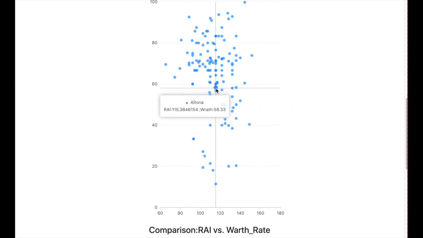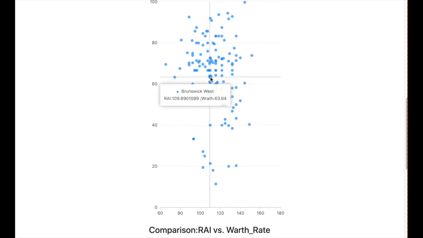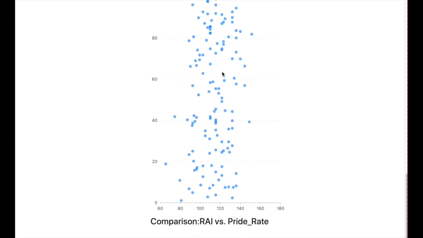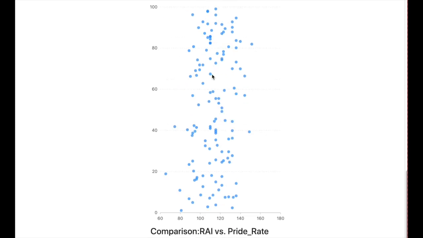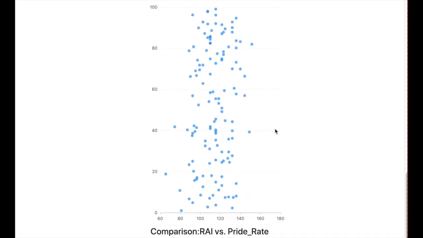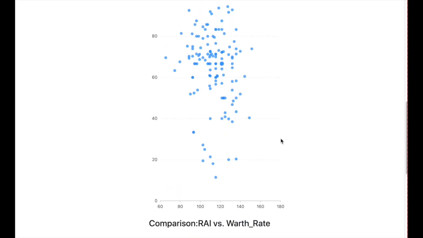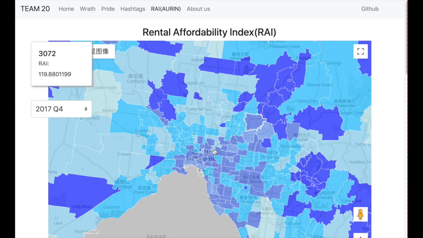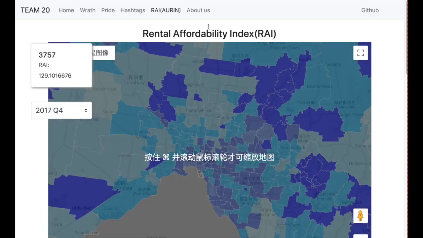For example, Cranbourne has an income of 121, but the rise rate is 16.7. And let's move on to the pride rate versus RAI. The chart graph also shows no relation between these. And that's all for our scenario analysis.